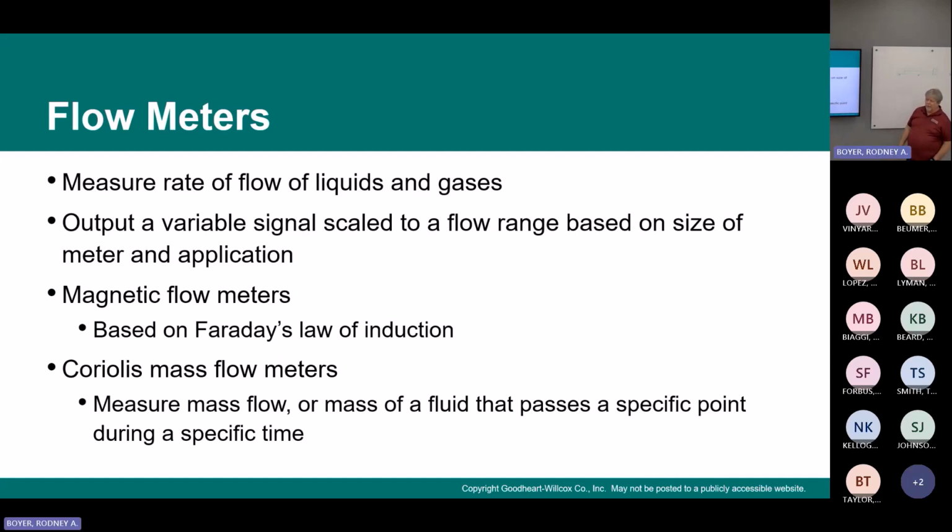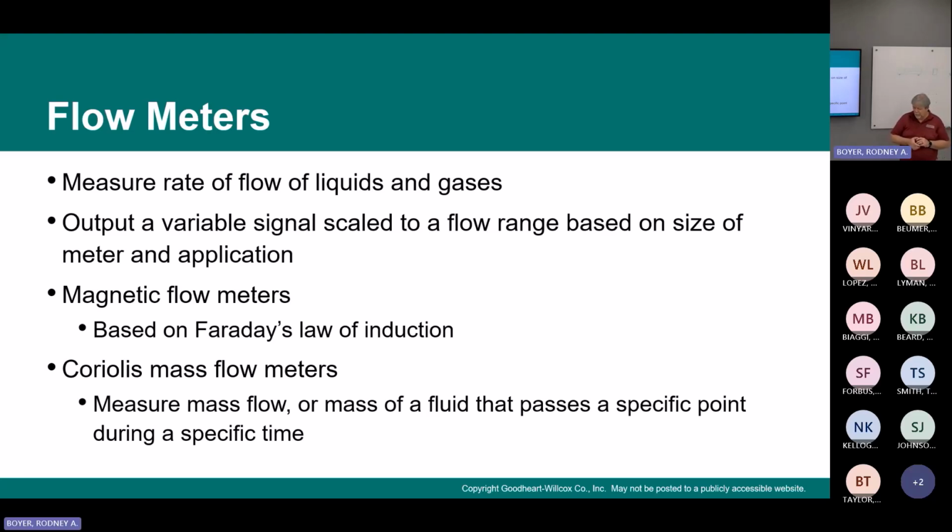Flow meters measure the rate of flow of liquid and gas. They output a variable signal. What's a variable signal? A signal of variance, a signal of a variable. It's an analog. Analog, exactly. An analog signal varies from the minimum to maximum value. You remember that? Yes. Cool. Digital is on and off, and analog is anywhere between a minimum and maximum.